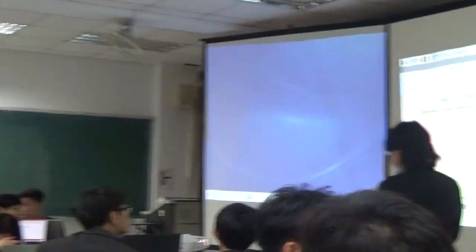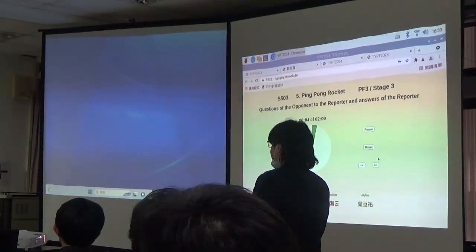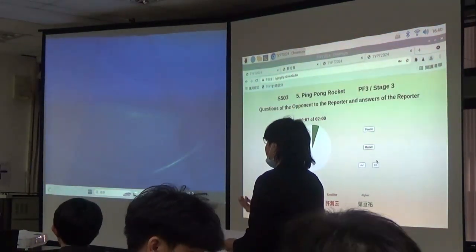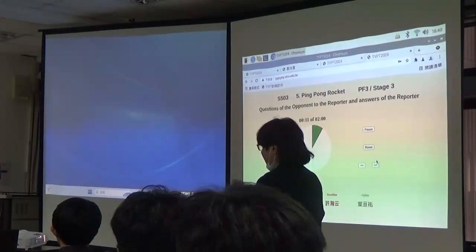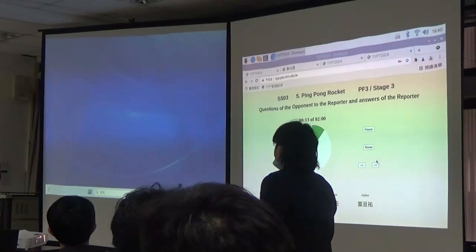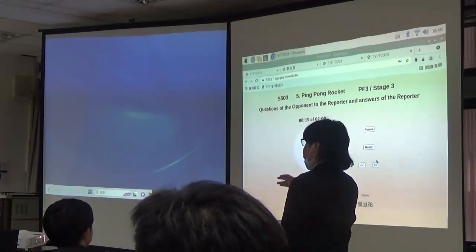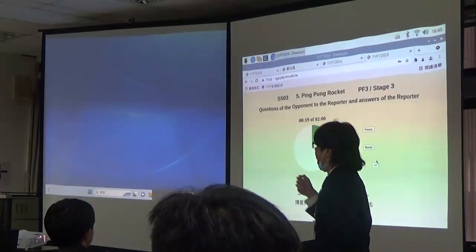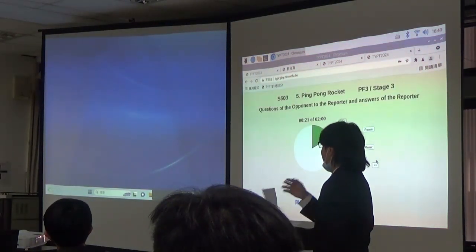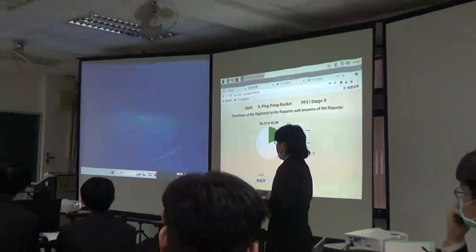So I'm the opponent today. First, I want to ask if you tried to control the position of the ping pong ball at the center of the container. Yes, we did. Okay, I got it. Could you explain more about how you tried to control the angle between the ground and the container? Did you try to control it, or haven't you done it? Oh, we didn't control it, but we.